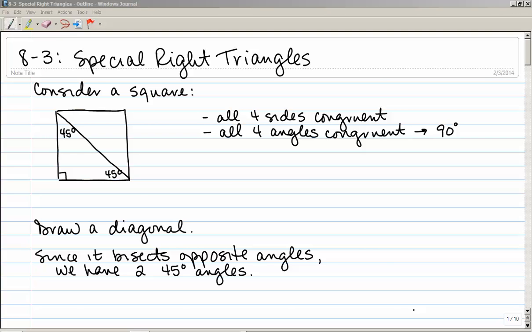Section 8.3 is on special right triangles. Consider a square. All four sides are congruent and all four angles are congruent. They're all 90-degree or right angles.